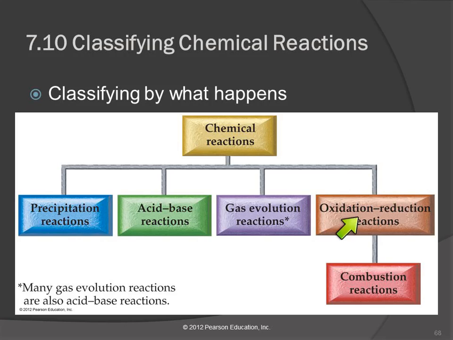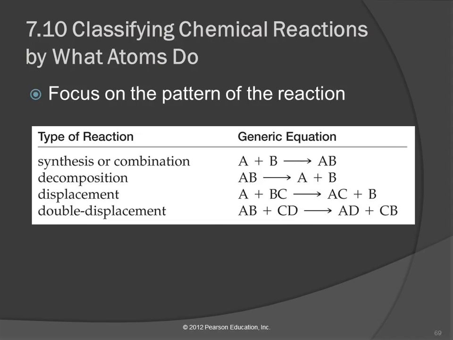Oxidation reaction, reduction reaction, those things are less obvious to the eye, but it involves electrons. And then combustion reactions are a subcategory of those. A reaction can belong to more than one category. Another way to classify is by looking at what the atoms are doing. And here we're focusing on the pattern of the reaction, and we'll talk about 4 different types.